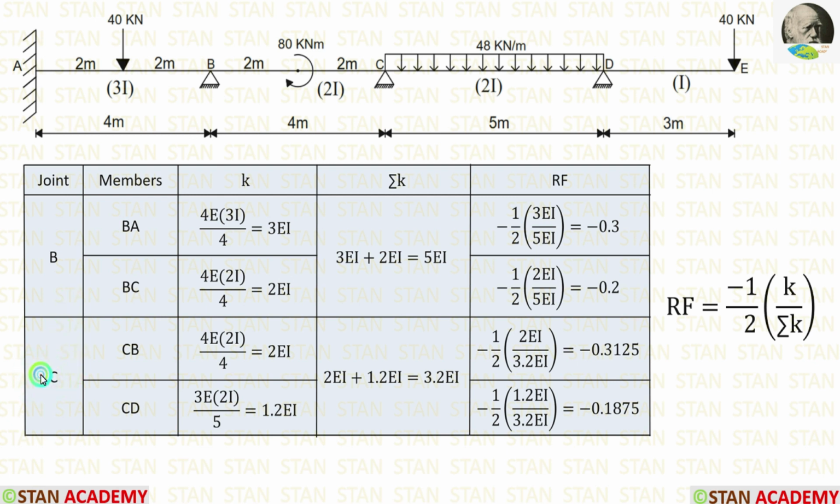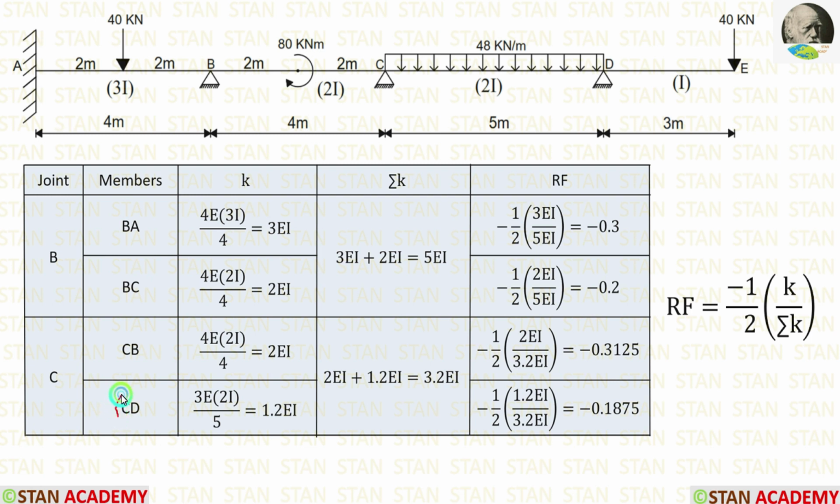Now let us calculate the stiffness values from the joint C. From the joint C, we have to calculate two stiffness values, for CB and for CD. First, let us calculate for CB. For that, from the point C, we have to look at the point B. The point B is continuous because after the point B, we are having a span AB. If the far end is continuous, the formula is 4EI by L. The length of BC is equal to 4 meter, and the moment of inertia is 2I. So instead of I, we have to apply 2I. Finally, we are getting 2EI.